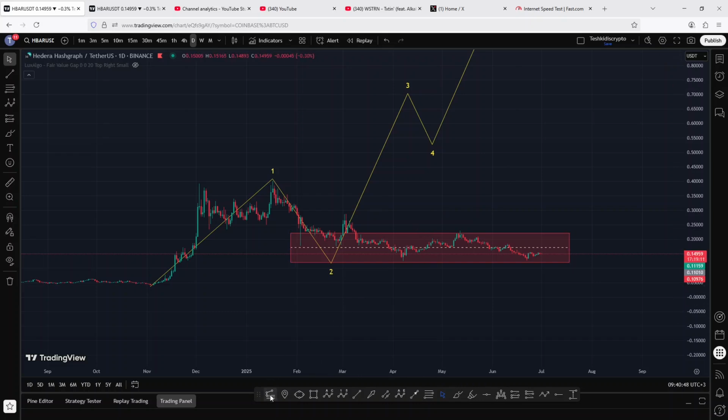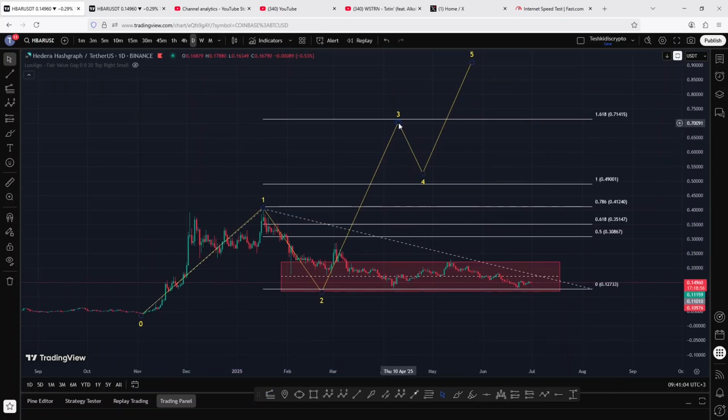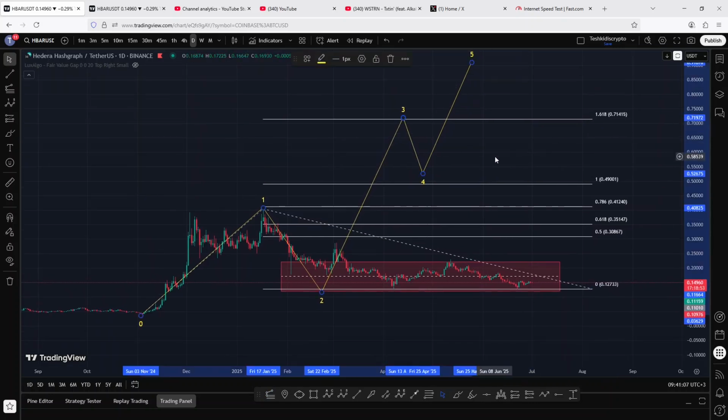The minimum target areas for the wave 3 can be given by connecting the fib extension from the low of the first wave to the high of that wave 1, then connecting the Fibonacci to the low of the second wave. On so doing, the area that I'm paying attention to is the fib level 1.618, and that lies above the 0.14, at 0.71415 as my next target area. If that target area is hit, then Hbar will be able to put in place a new all-time high. Then we can expect a wave 4 and then continue pushing higher in the formation of that wave 5.